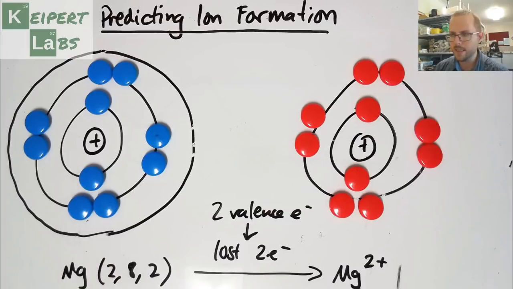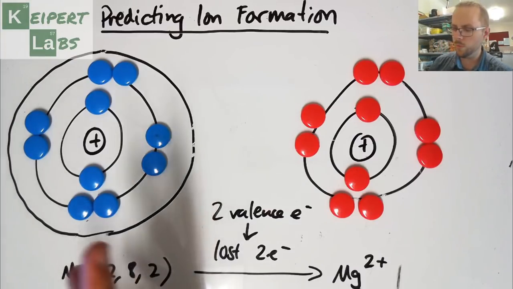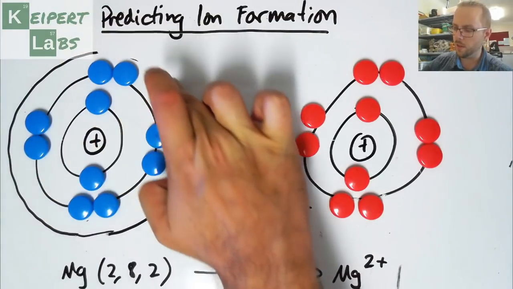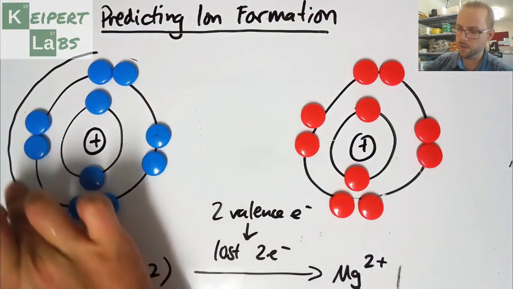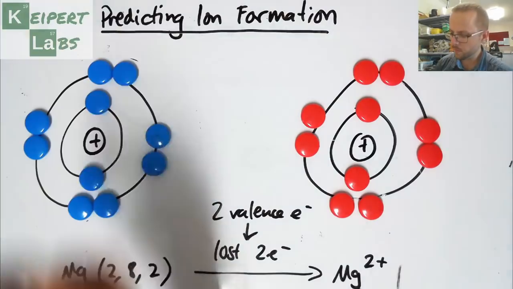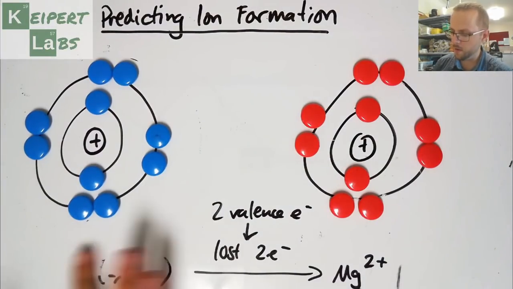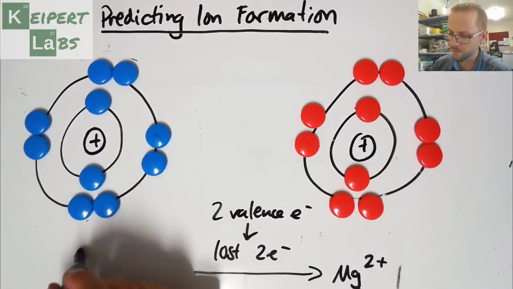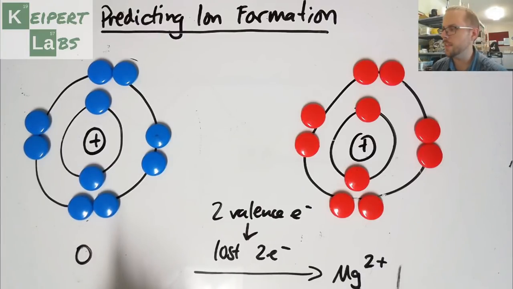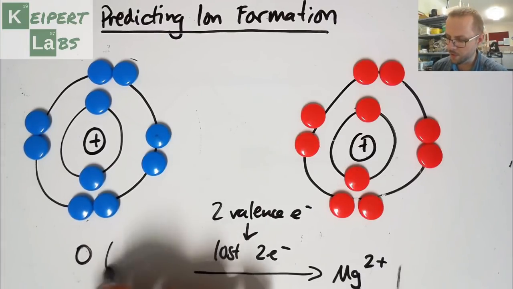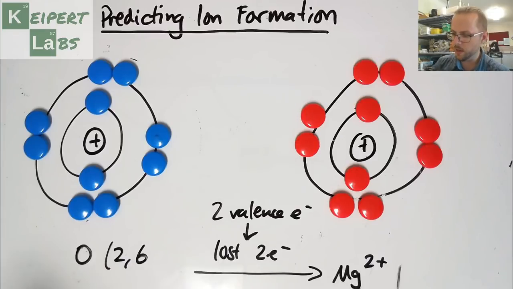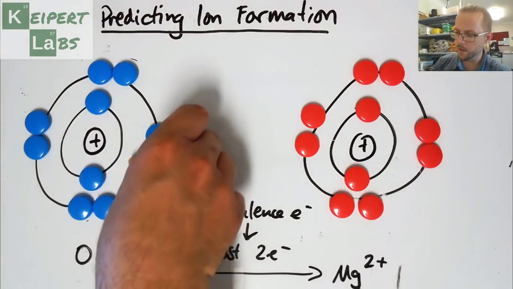Okay, now let's have a look at an example where we've got more valence electrons. All right, so I'm going to clean this up a little bit, and we're now going to talk about oxygen. Oxygen has an atomic number of 8, which means it has 2 and then 6. Okay, so I'm going to take away this one and this one.